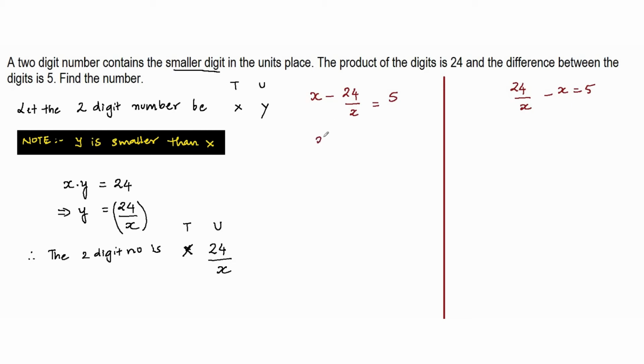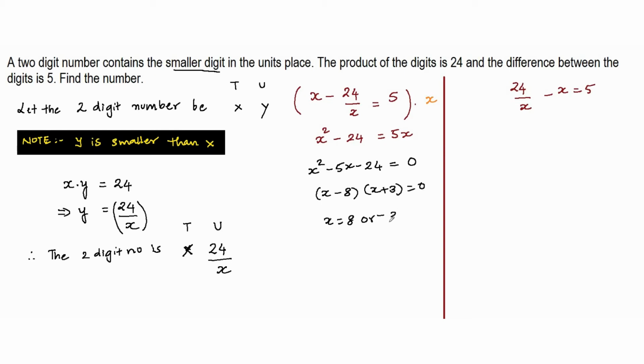If I cross multiply, I get x square minus 24 is equal to 5x. This is after taking the LCM, or rather I have multiplied the whole equation by x. Okay, and therefore it becomes x square minus 5x minus 24 is equal to 0. Factorizing, x minus 8 into x plus 3 is equal to 0, which means x is either positive 8 or negative 3.